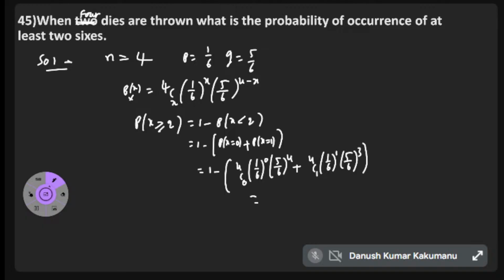What is the answer for this question? You will get 1 minus... 0.132. Check your answer. 0.132. All of you check your answer. 0.132. You will get the answer for this one. Yes or no? 4C0, you know what is the 4C0 value? 1. 4C1 is 4. Let us go to the next question. Completed now? Yes.